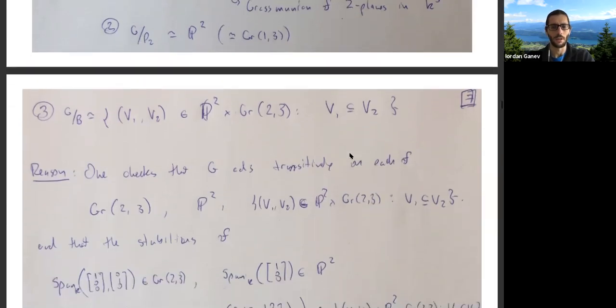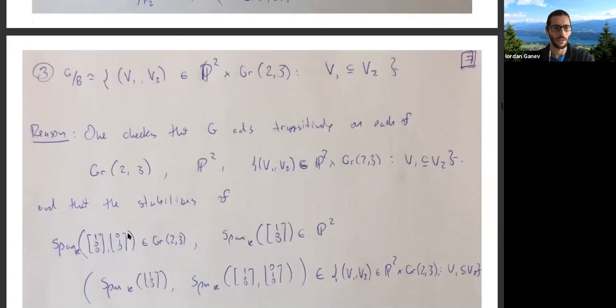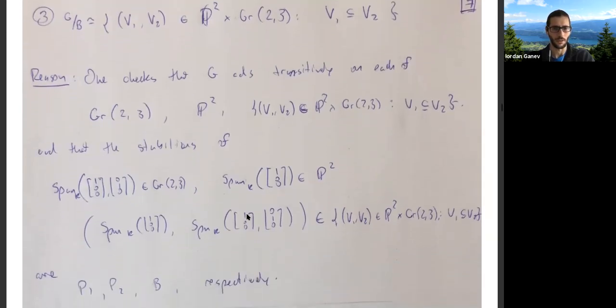As I said before, the stabilizer of the two plane spanned by the first two basis vectors is P1. The span of the first basis vector has stabilizer P2. And if we look at the span of the first basis vector as a line contained in the span of the first two basis vectors as a plane, the stabilizer of that inside of the group will be exactly the upper triangular matrices, so B.